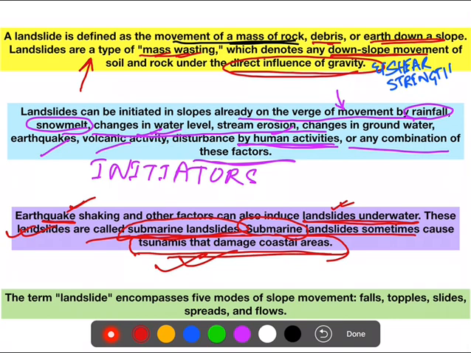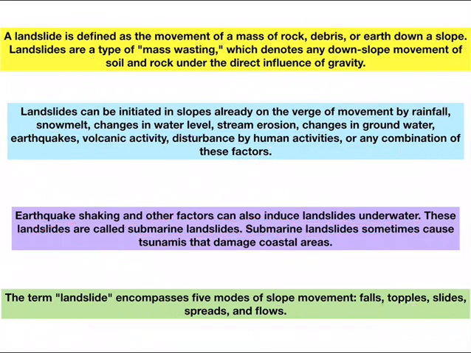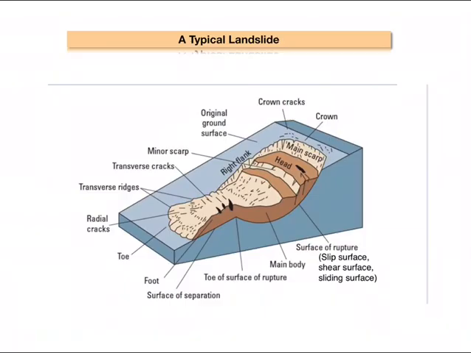Also, the term landslide encompasses 5 different types. Those are falls, topples, slides, spreads, and flows. We'll discuss each one by one in detail, and I'll provide the notes also. So we'll go to the next part.